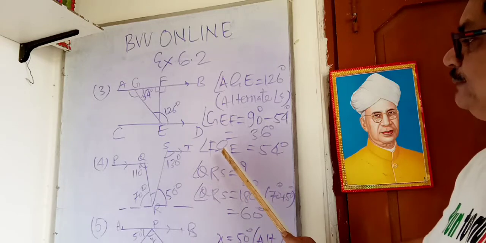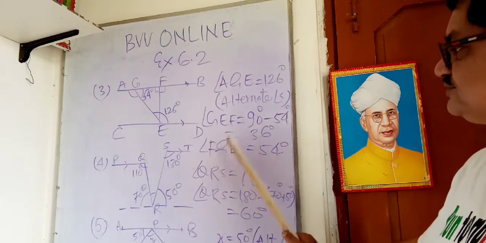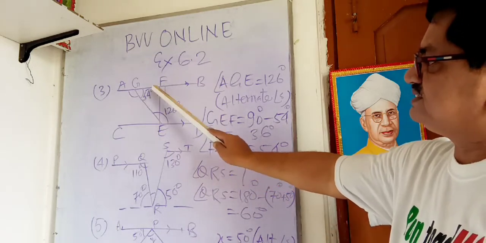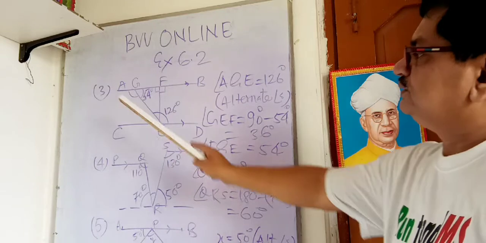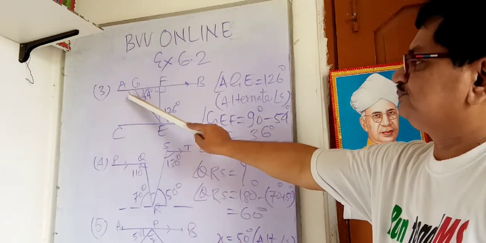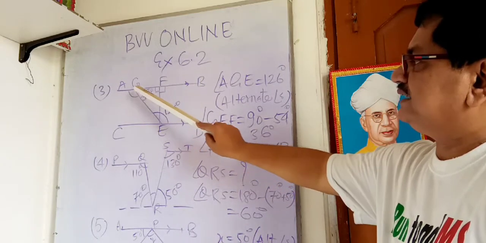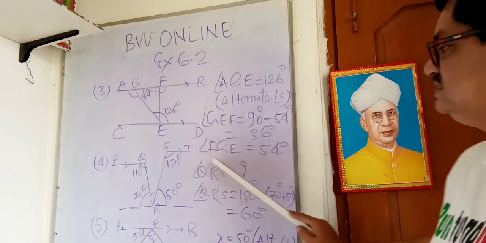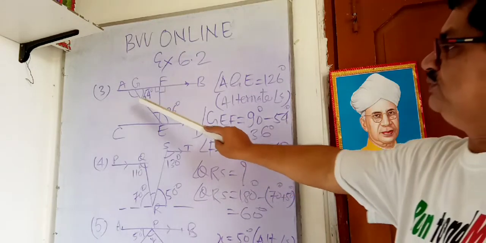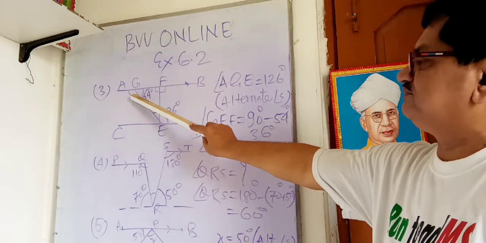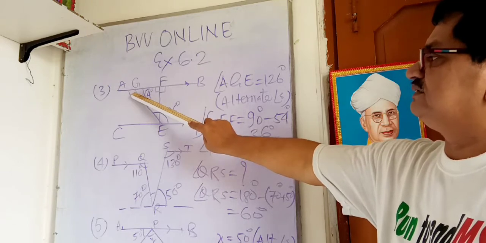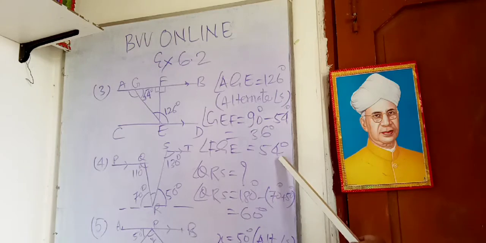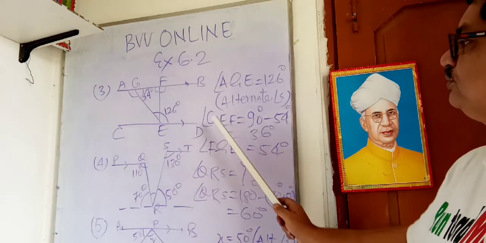Now see, FGE is the next one, but how can we calculate FGE? This is 90 degree, this is 126. So 126 and this angle both are linear pairs. So FGE will be equal to 180 minus 126, and so it comes 54 degree. It was also a question in your book.